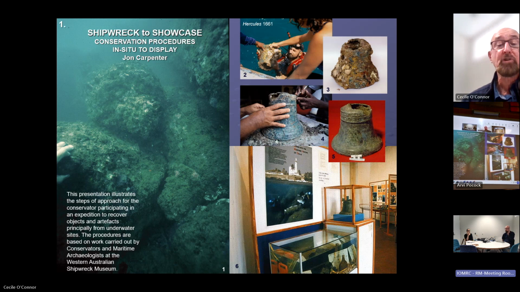I wasn't there to see the treatment, so I can't actually show you what they used. Most likely it was dithionite or a chemical reduction process, or possibly even citric acid that we sometimes use as well, with an inhibitor called thiourea. And eventually, of course, the bell ends up on display. So that's the process, shipwreck to display.